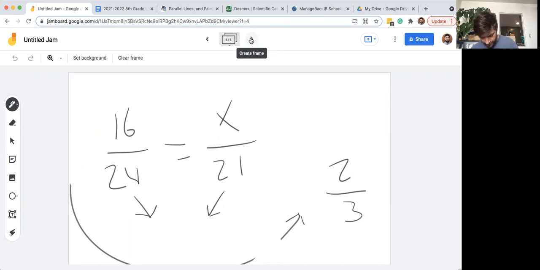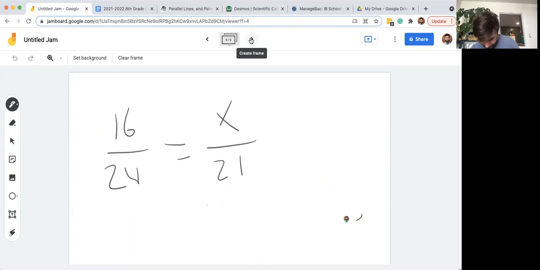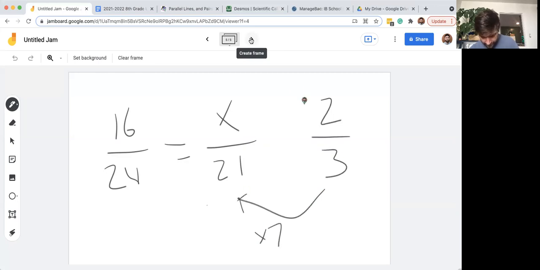And now I need to figure out what is x over 21 if it's equivalent to 2/3, because that's our ratio. So I think, 3 times what equals 21? 7. I do the same to my numerator. 2 times 7 is 14. So my numerator is 14. So x is 14.